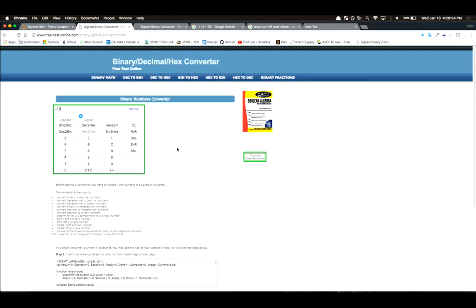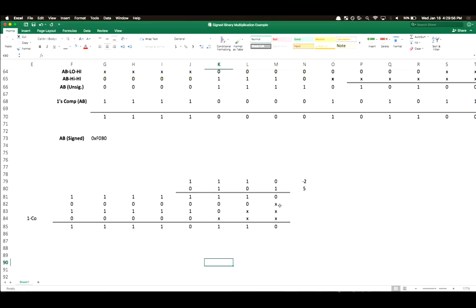Yeah, so I can go through this one again. We had -2 times 5. What we're doing is sign extension when we do normal binary multiplication. Using this method, you can get a correct result without splitting it up, without doing a 2's complement. We didn't do a 2's complement at all in this part. So we're doing -2 times 5.